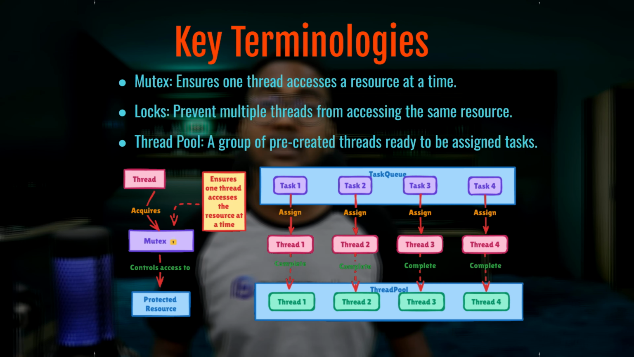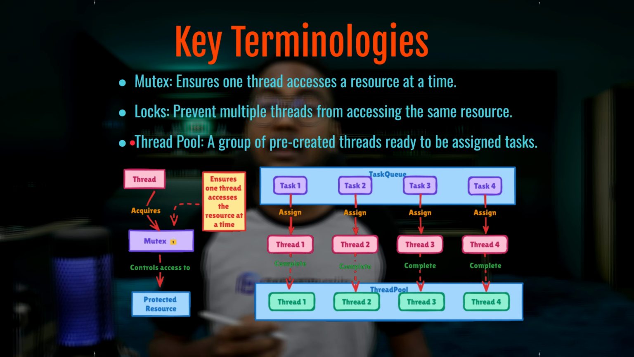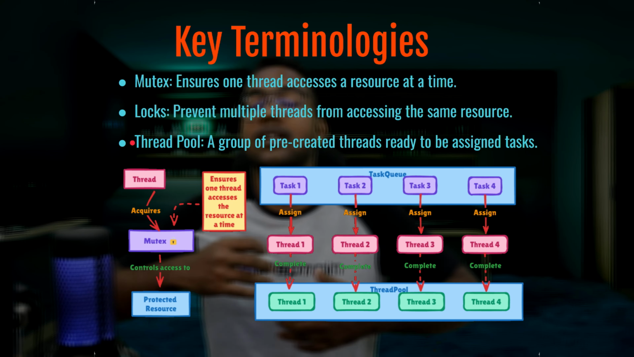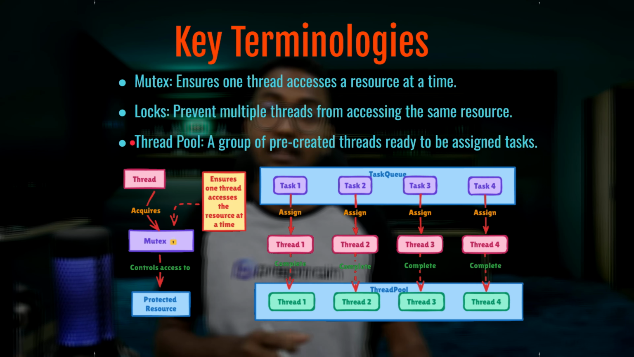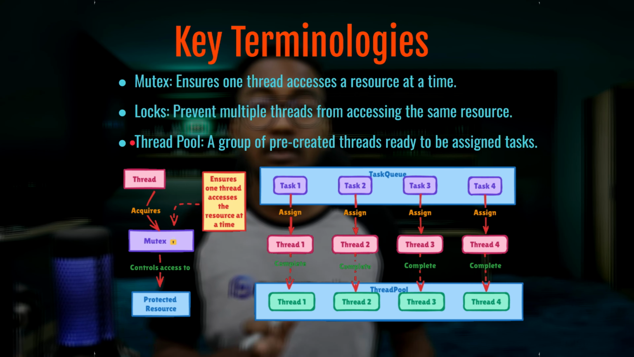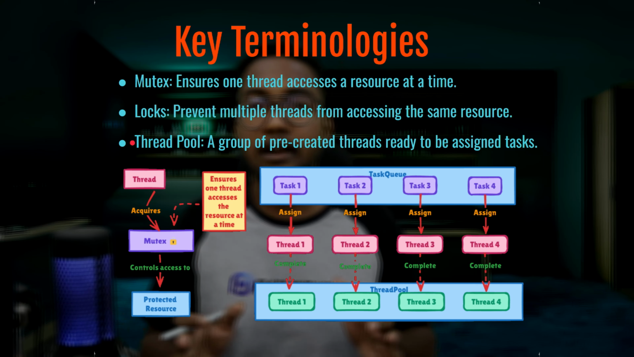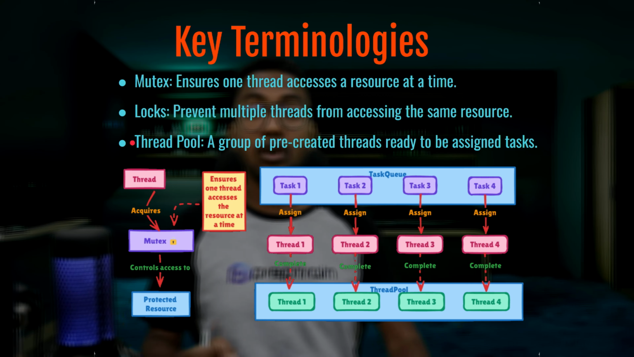Finally, we have the concept of a thread pool. So a thread pool is basically a collection of pre-created threads that are ready to be assigned tasks. So instead of creating and destroying threads every time a new task comes in, a thread pool keeps a set of threads on standby, ready to jump into action whenever needed. So this is more efficient, especially for tasks that are short and frequent.